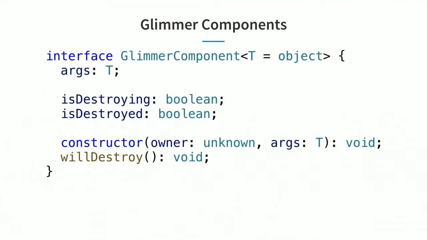So Ali, this goes to the thing you asked before. The new Glimmer component API is literally these things. This is it. Args are the things that are passed to you. It is a POJO, and it has different properties on it, but it's a POJO. There are a couple of Booleans for destroying and destroyed. This is for interop with things like Ember Lifeline and Ember Concurrency. There's a constructor, and there is a willDestroy function. That is it. End of story. No more. All done.